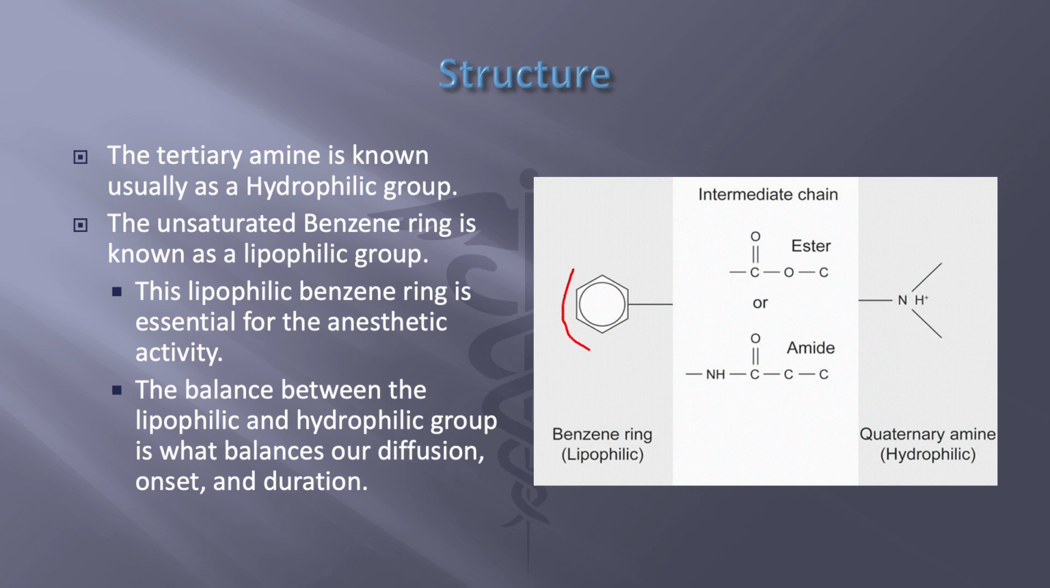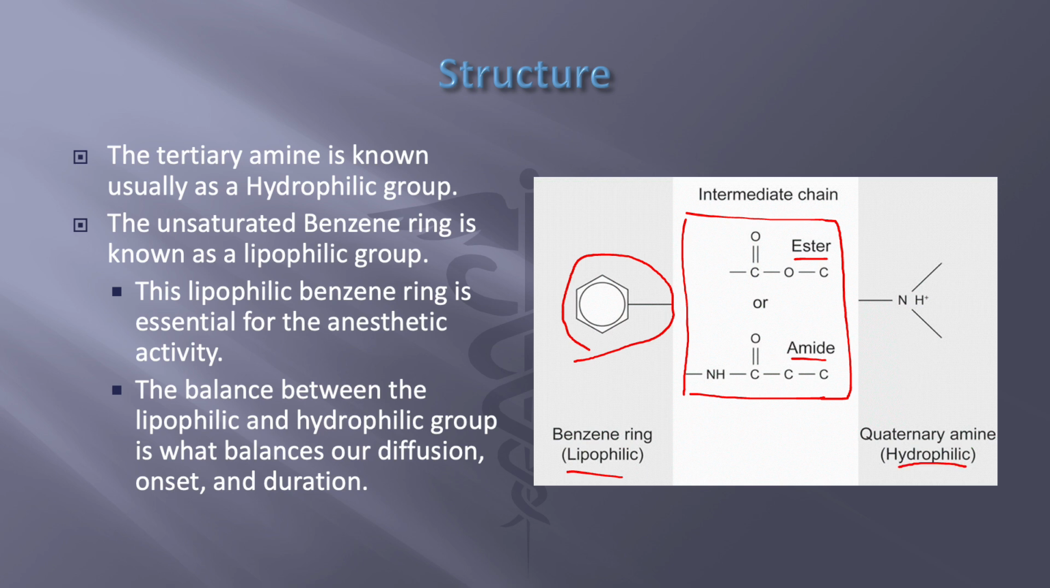So our benzene ring is that aromatic ring, okay? It's lipophilic. This is our intermediate chain. This is what's going to discern between our two separate classes of local anesthetics. We have amides and esters. All right. Then our quaternary amine, or our tertiary amine, is going to be hydrophilic, and that's what's going to give the molecule its other side of the tail. So knowing these groups right here is going to be extremely important.